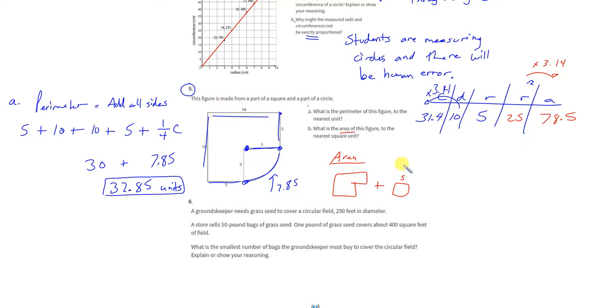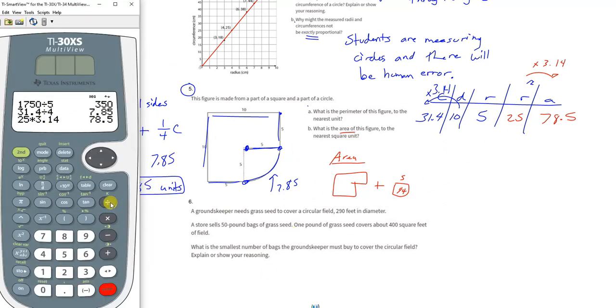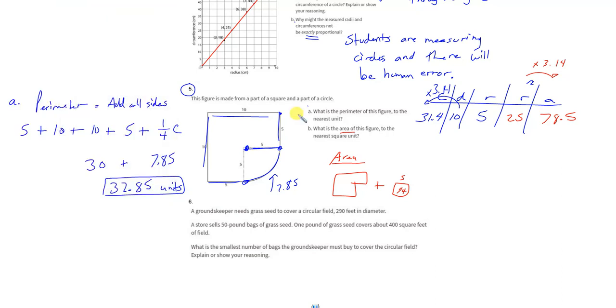I only want 1/4 of that. This is 1/4 of a circle. So I need to divide that by 4. So division by 4, cut it into quarters. 19.625. So I got 19.625 for my little quarter circle there.